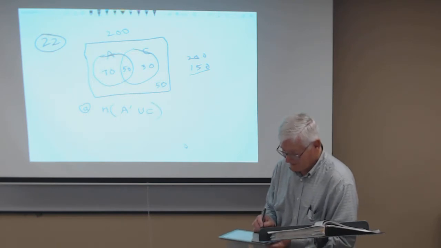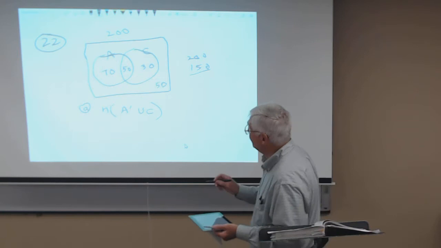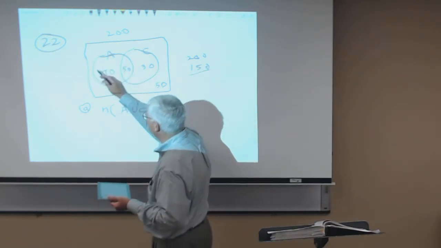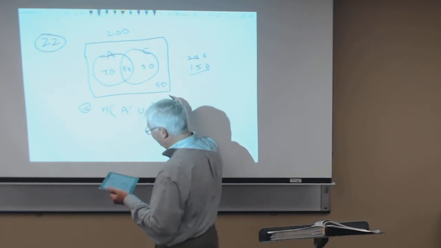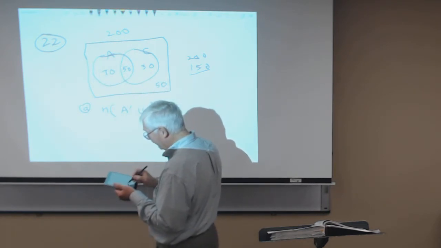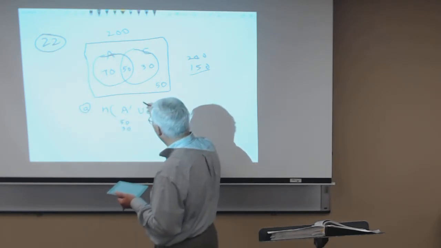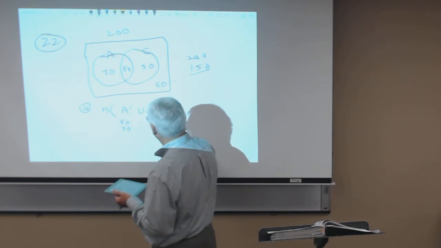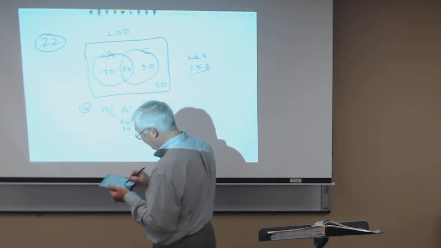Now, the number of elements in the complement of A, where's the complement of A? Everything in the universe that's not in A. That would be 30 and 50, right? And C would be 50 and 30.